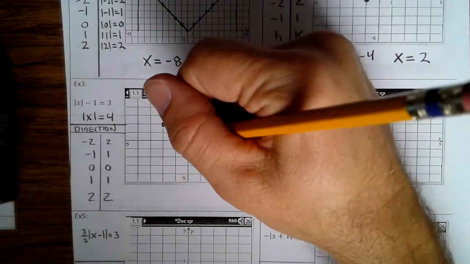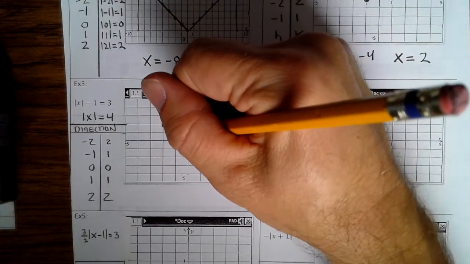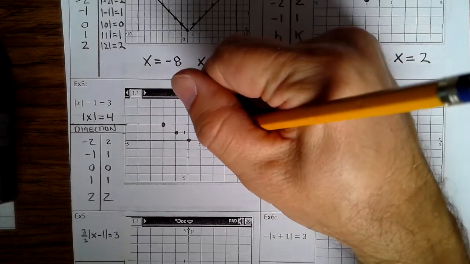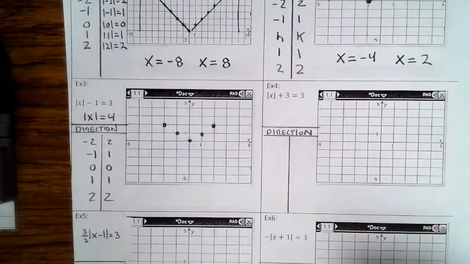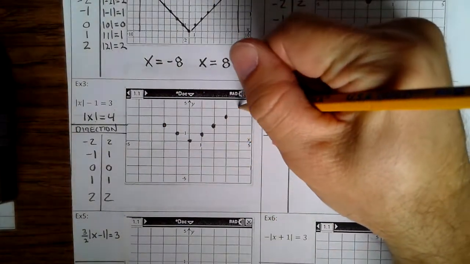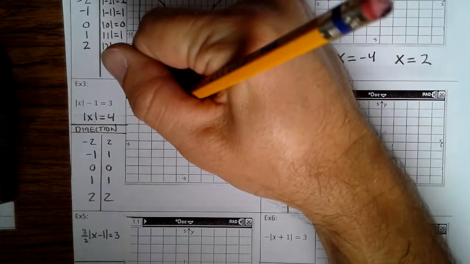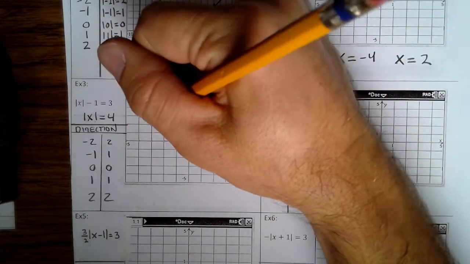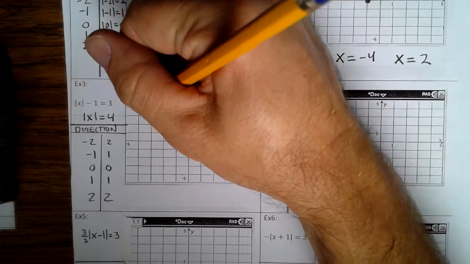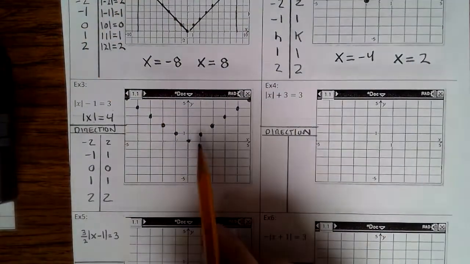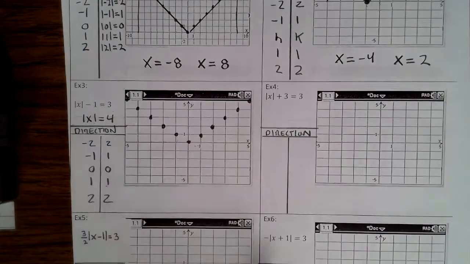And these are actually points, so we're putting the point at negative 1, 1, negative 2, 2, and then 0, 0, 1, 1, 2, 2. And then 3, 3 is a point, 4, 4, 5, 5, negative 3, 3 is a point, negative 4, 4 is a point, and negative 5, 5. These are points, not directions, because it's the parent function, okay?